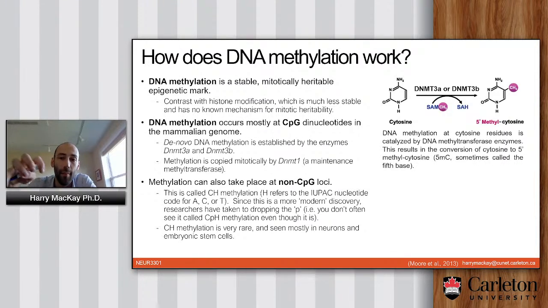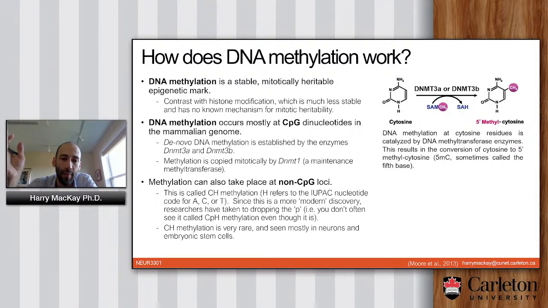So these two enzymes working together enable the stability of DNA methylation, because the de novo methyltransferases DNMT3A and 3B add the methylation, and then once it's there, every time a cell divides, it's copied by DNMT1, meaning that it will be stable across many, many generations of cells.